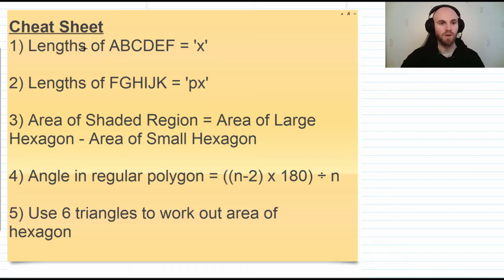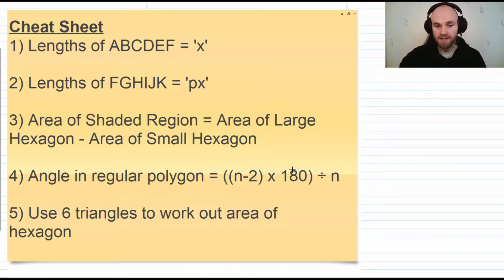Okay, so we go to the cheat sheet. The lengths of A, B, C, D, E, F are all going to equal x. Same with F, G, H, I, J, K, they're all going to be px because it's increased by a scale factor of p. The area of the shaded region is going to be the area of the large hexagon, subtract the area of the small hexagon.